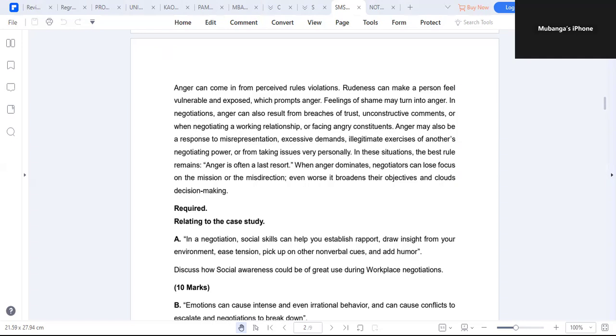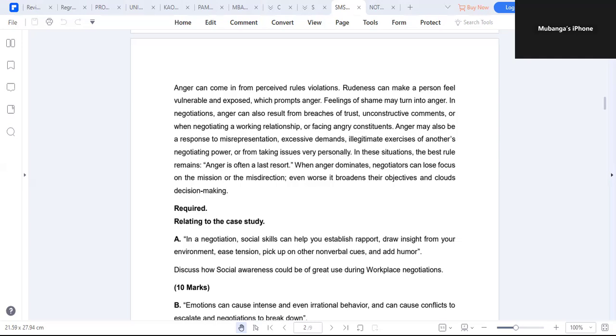In these situations, the best rule remains anger is often the last resort. When anger dominates, negotiators lose focus on the mission or are misdirected. Even worse, it broadens the objectives and clouds decision making.